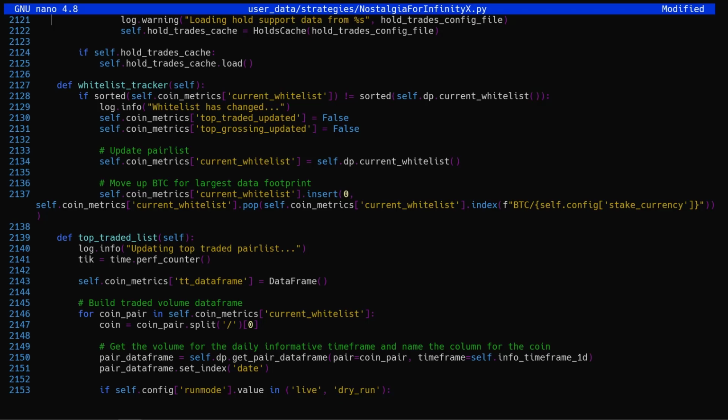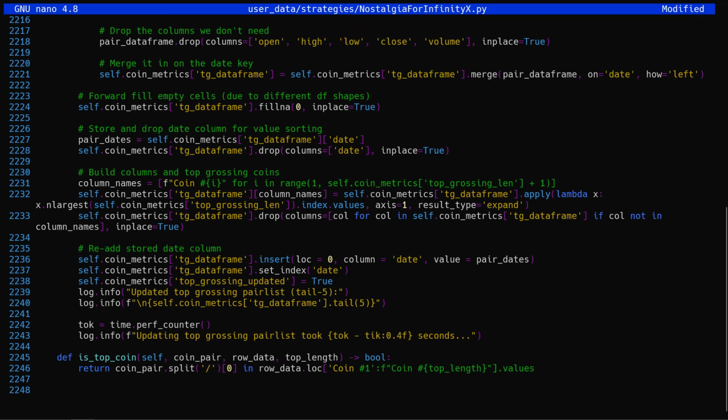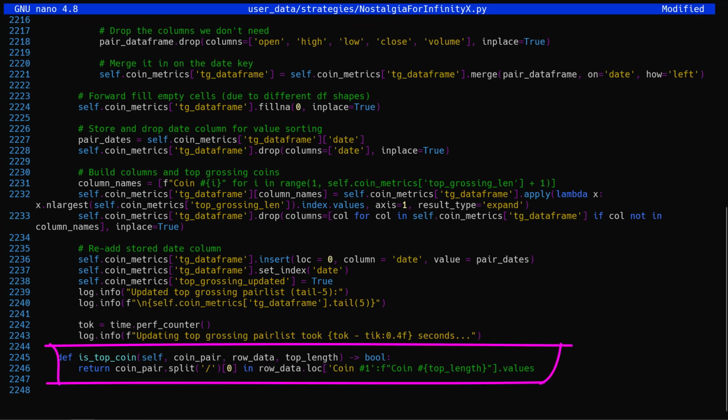There will also be some methods that filter out the top traded coins and the coins that are top grossing. All this coin information is copied to a coin metrics data frame. And then these top coins will be used and added to a whitelist for further trading, I think.